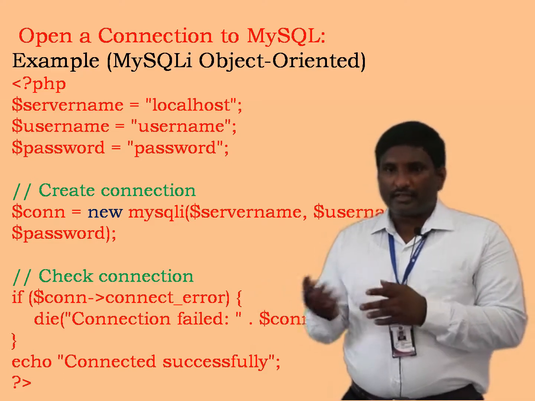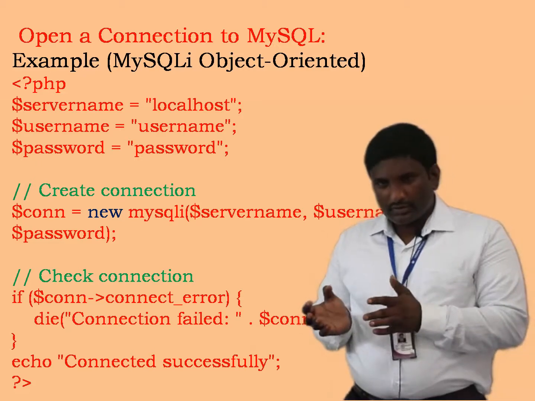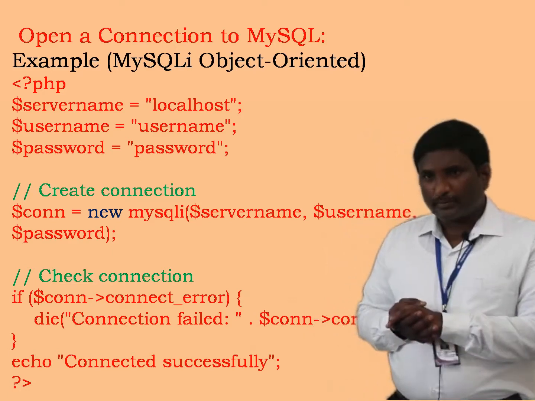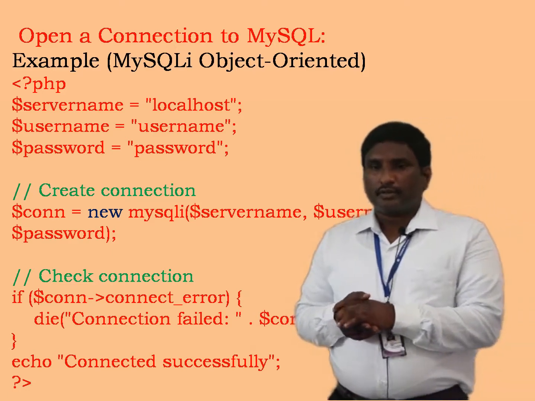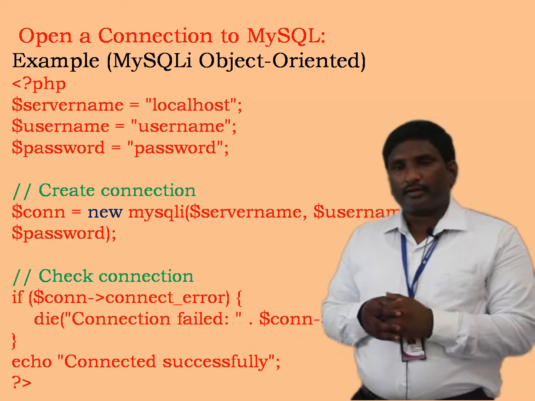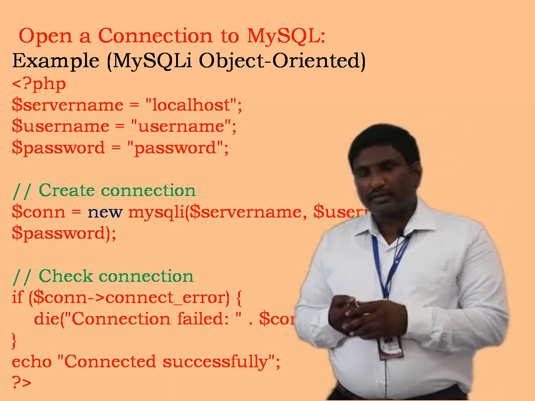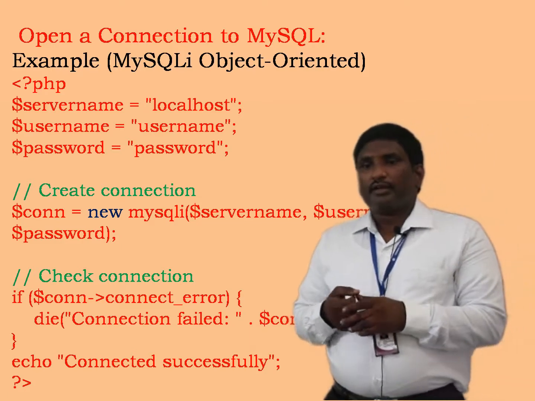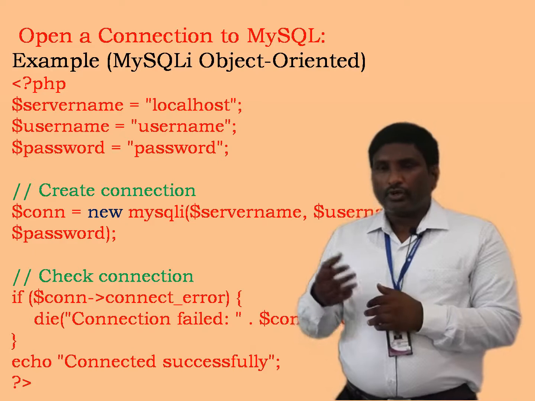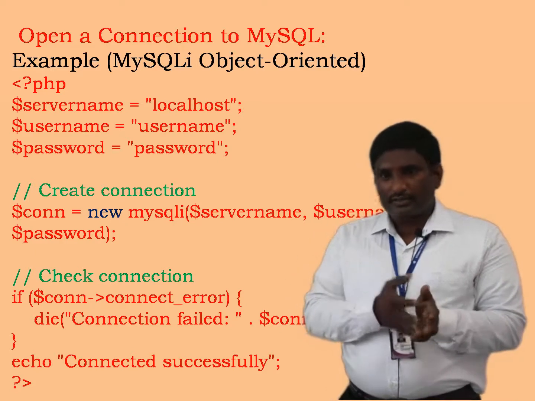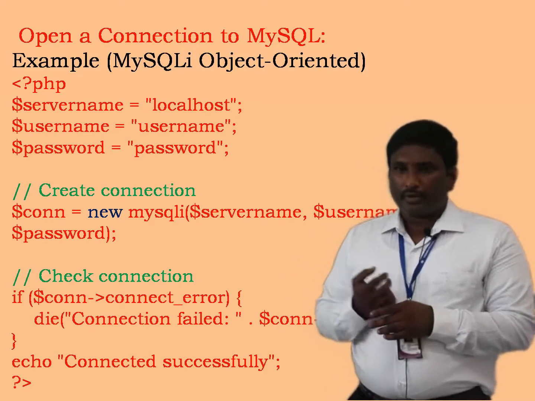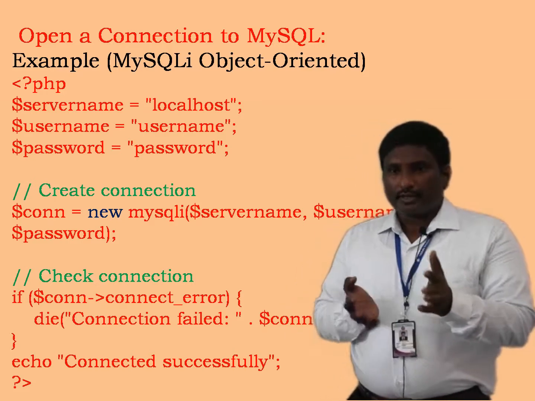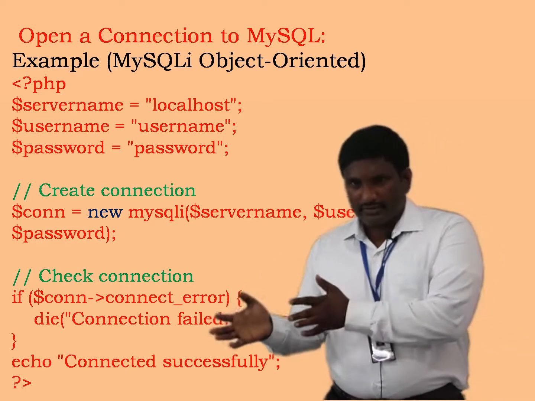To check whether the connection is established or not, I need to check a condition. If the connection points to connect_error, then a predefined function in PHP, die, is called with "Connection failed", and the error will be displayed. If the connection is established, the output is "Connected successfully". In this way we connect from a PHP program to a MySQL database.